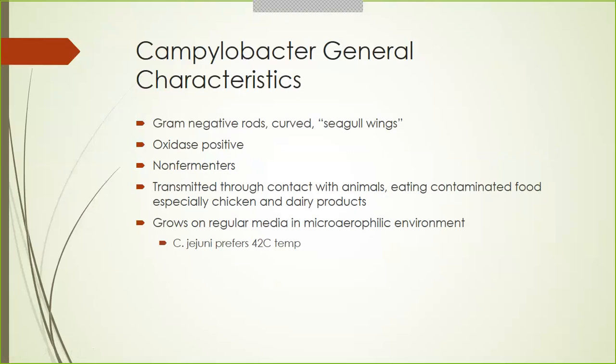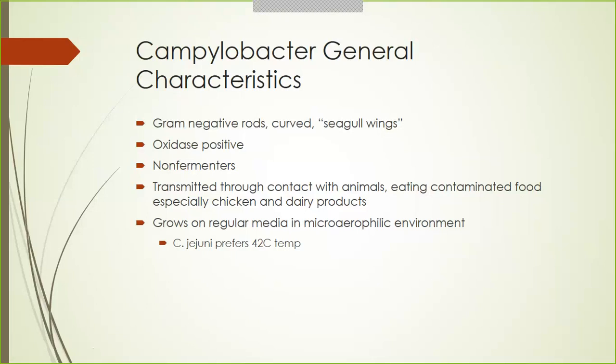I don't know if you ever drew out your little bird as a little M on your drawings when you were a little kid. It's kind of like that curve to what were supposed to be wings. So it's a gram-negative that's curved to look like those seagull wings. Oxidase positive, Campylobacter are non-fermenters, and you generally associate this with gastroenteritis coming from food poisoning. So Campylobacter is one that when somebody comes in with diarrhea and we're looking at a stool culture, we're looking at E.